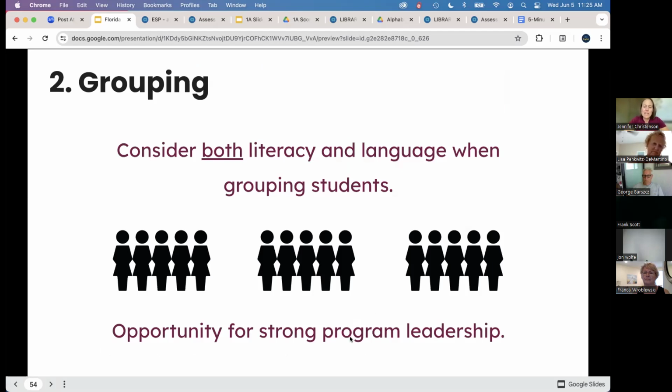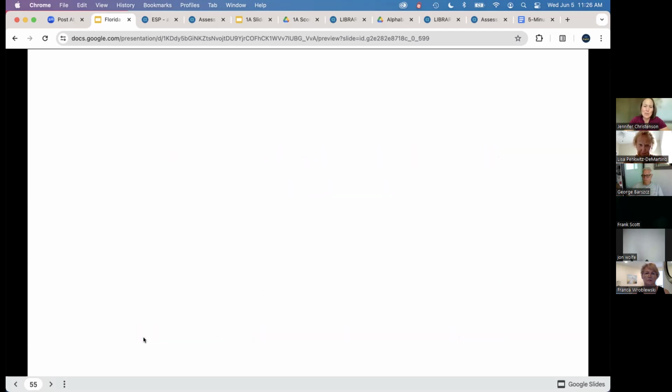And if you have a role in program leadership or a voice in the way that your program is structured, I think grouping is actually a really great opportunity for strong program leadership. It can be a very effective way to increase the effectiveness of your program.